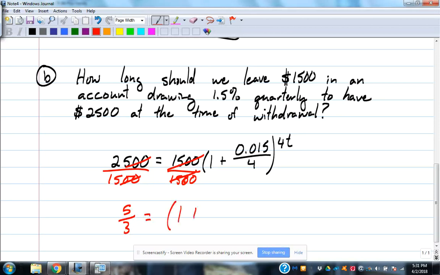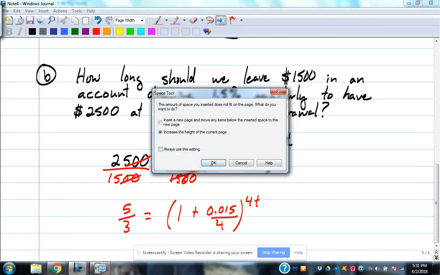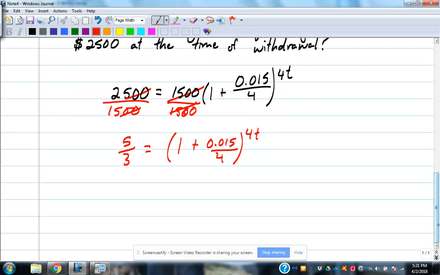We have 1 plus 0.15 divided by 4, 4t. And now maybe I can look at getting that exponent out in front. 2,500 divided by 15. I'm talking about the 0.15 or point... That's 1.5% as a decimal. Oh, okay, I see it.